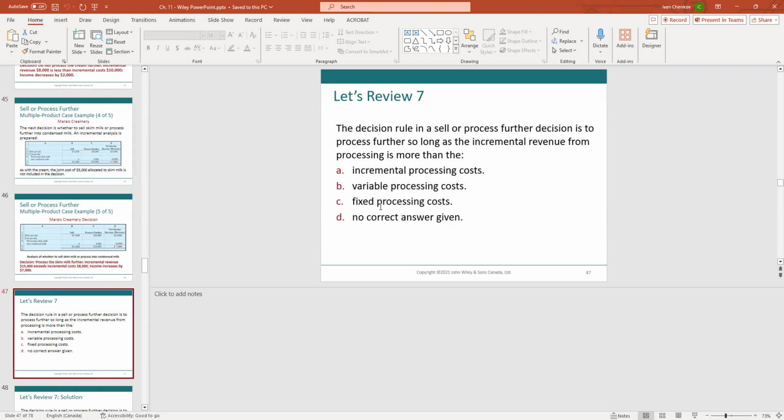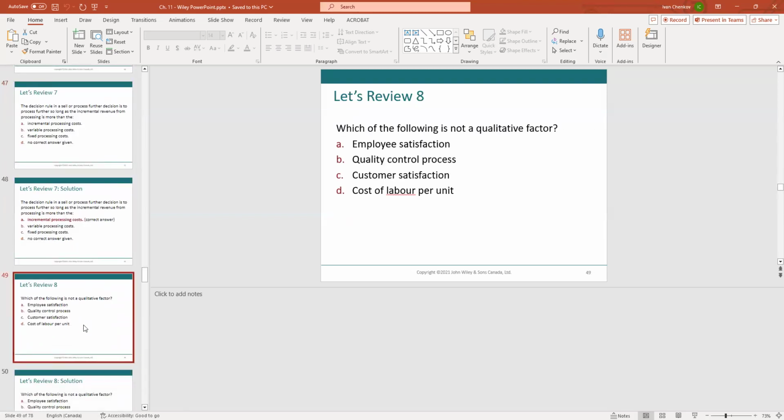Okay, let's see this question. The decision rule to sell or process further is to process further as long as the incremental revenue from the processing is more than what? Incremental processing cost. As long as incremental revenue is more than incremental processing cost, go for it. Don't even think about it. Just go.